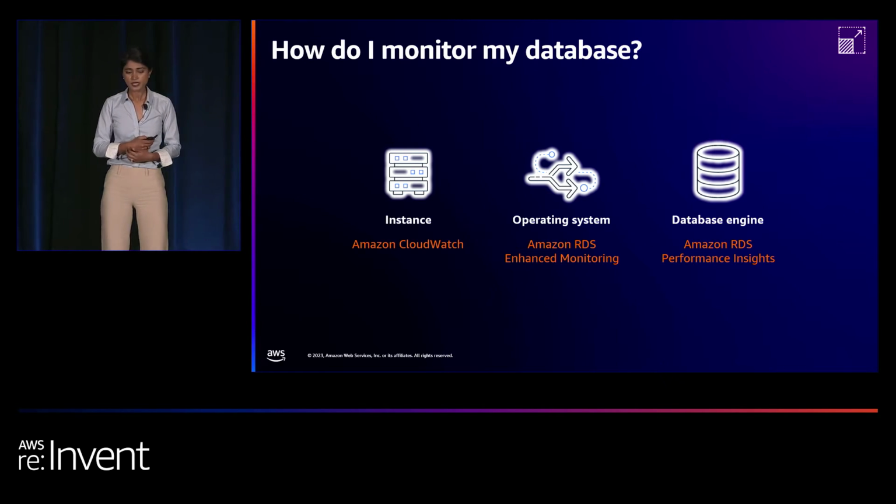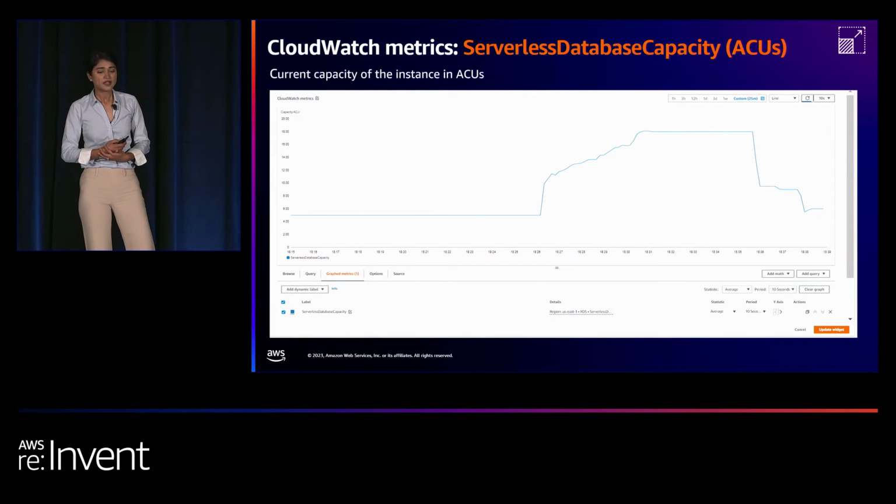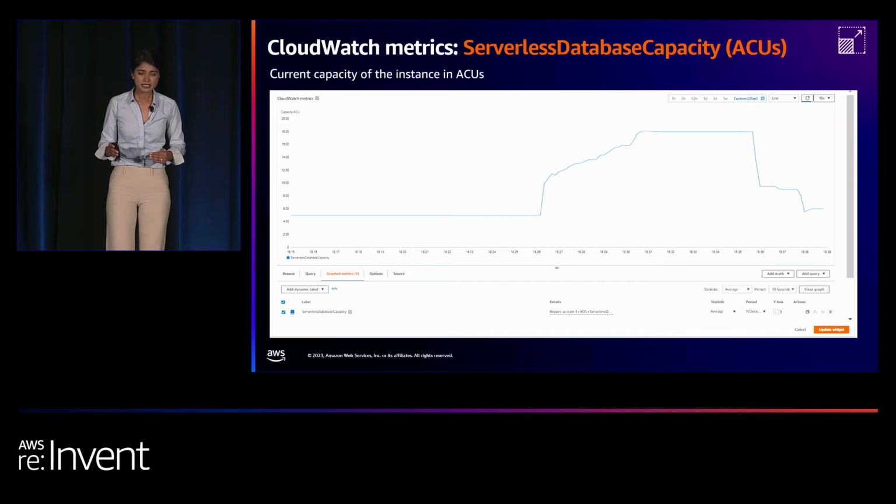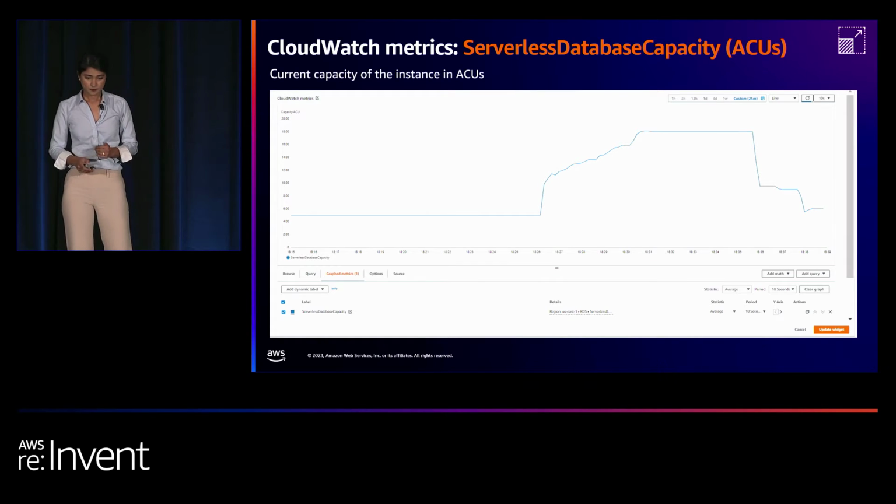So let's start with CloudWatch. We have this metric called serverless database capacity, which represents the current capacity of your instance. When you are provisioning, you're only giving minimum and maximum, but at any point in time, what is the capacity of the database? This metric is going to tell you that. So here, you see constant capacity in ACU, then it scales up, and then it's scaling down.